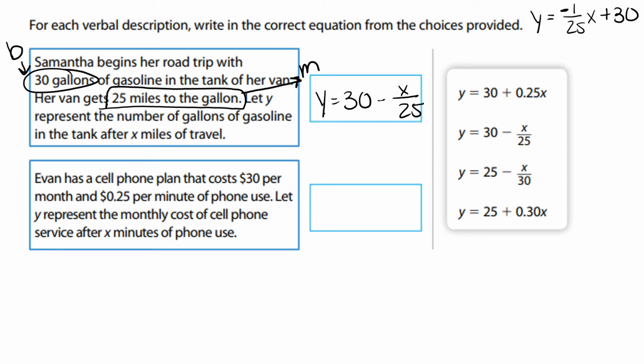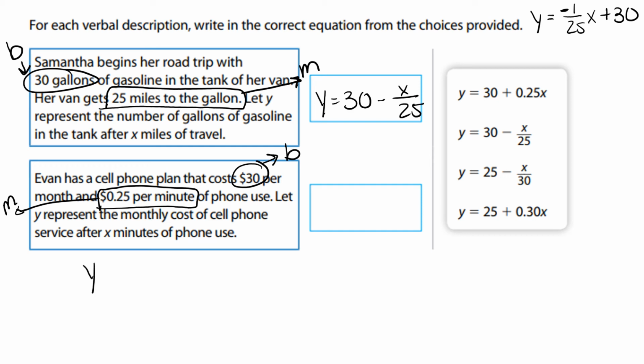For the second one, it says Evan has a cell phone plan that costs $30 per month and 25 cents per minute of cell phone use. Let y represent the monthly cost of the cell phone service after x minutes of phone use. So our 25 cents per minute is our rate of change, letter M, and our $30 is our initial value. You pay the $30 first and then 25 cents per minute.